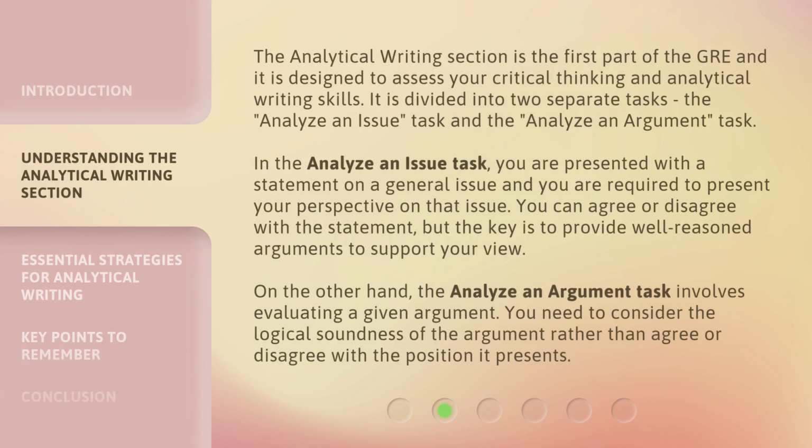The Analytical Writing Section is the first part of the GRE, and it is designed to assess your critical thinking and analytical writing skills. It is divided into two separate tasks, the Analyze an Issue task and the Analyze an Argument task. In the Analyze an Issue task, you are presented with a statement on a general issue and you are required to present your perspective on that issue. You can agree or disagree with the statement, but the key is to provide well-reasoned arguments to support your view.